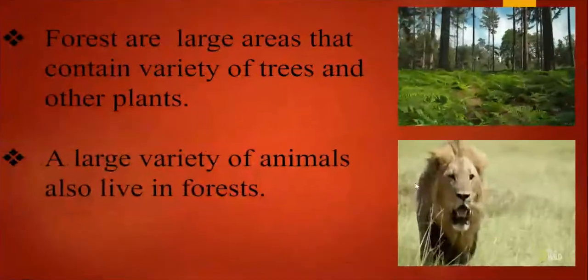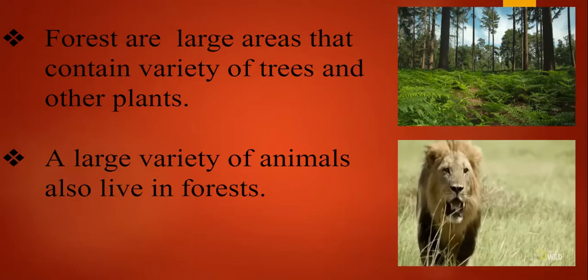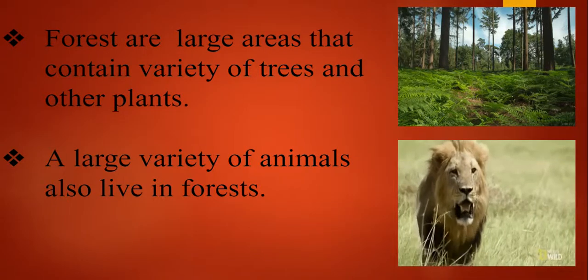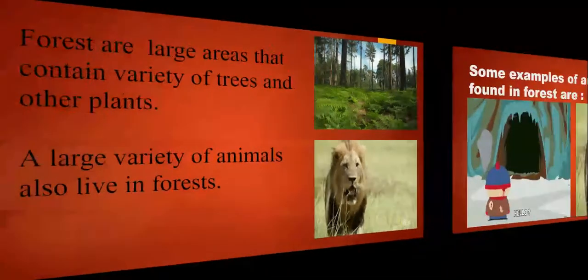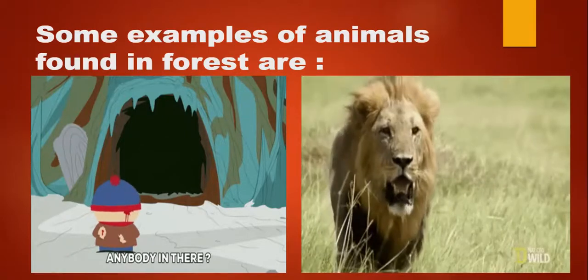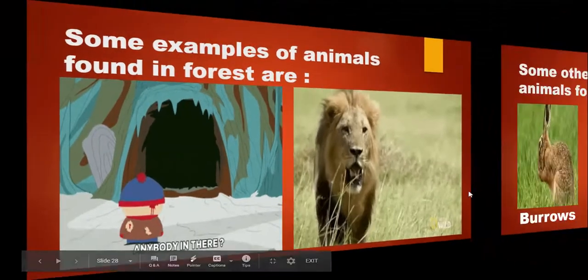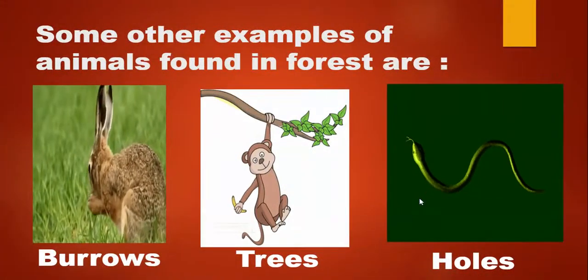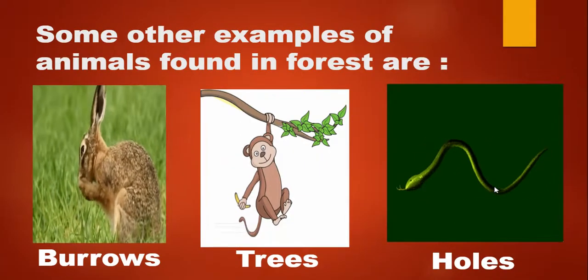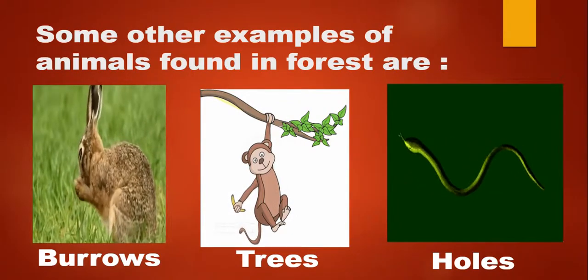Forests are large areas that contain a variety of trees and other plants. A large variety of animals also live in forest. Some examples of animals found in forest are lion, which lives in a den, as you can see in the picture. Then we have rabbit, which lives in burrows. Monkeys, which live on trees. Snakes, which live in holes in the forest. So like that, we have so many animals which live in forest.